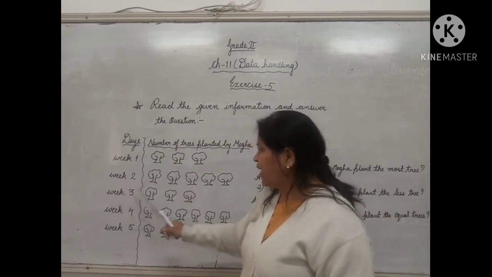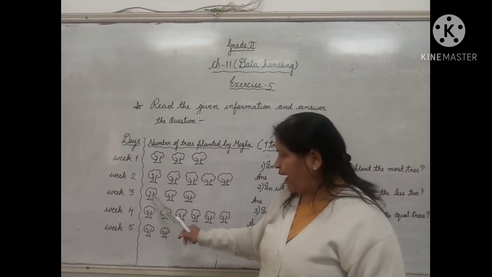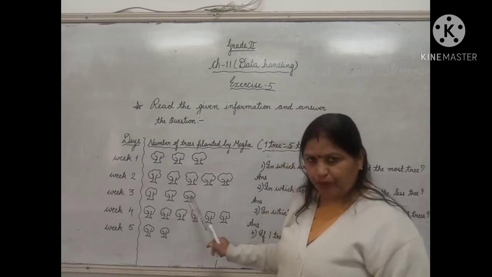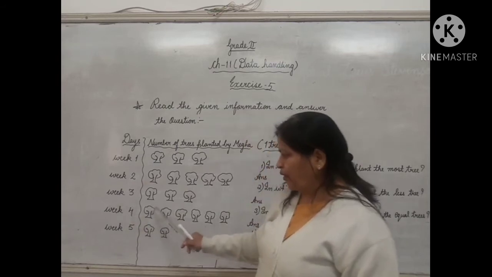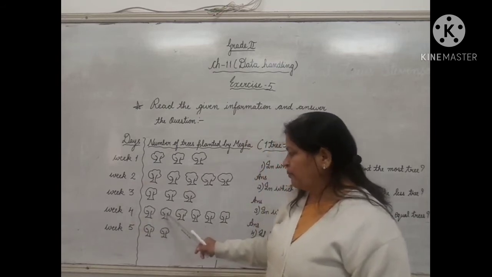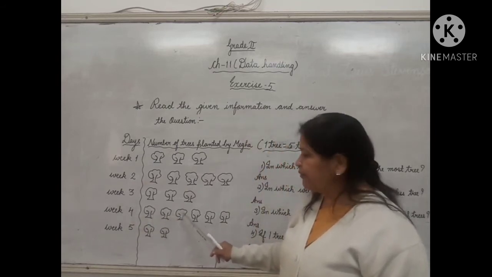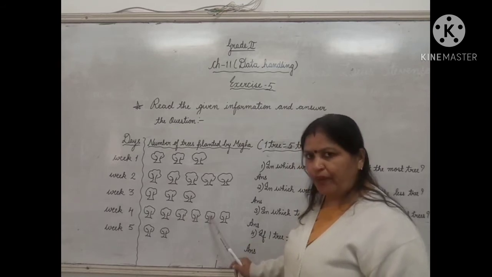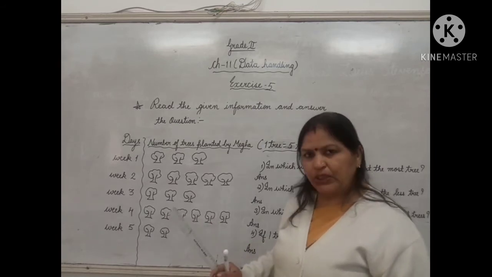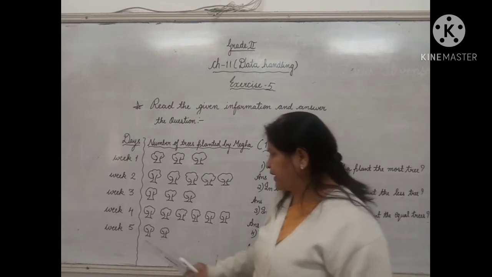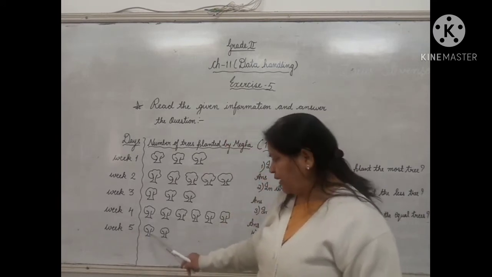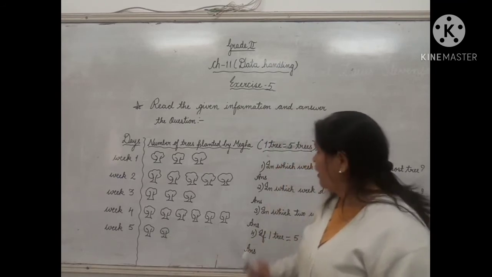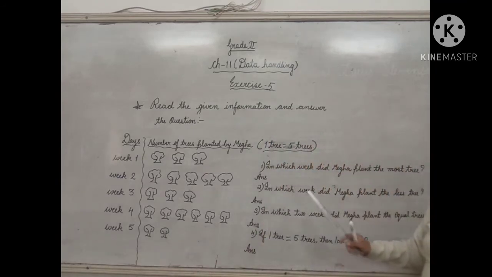In week 3, again number of trees 5 plus 5 plus 5. That is 15. In week 4, number of total trees 5 plus 5 plus 5 plus 5 plus 5 plus 5. Means total number of trees are 30. And in week 5, total number of trees are 10. 5 plus 5. Now we will do the exercise.